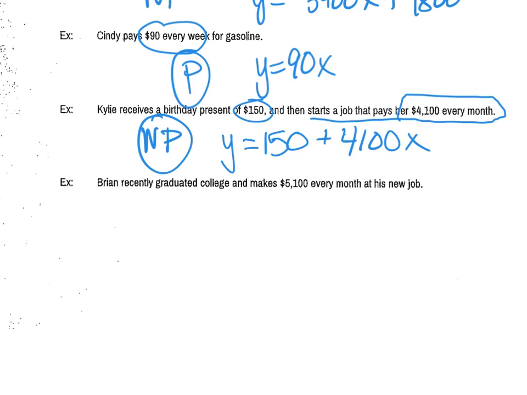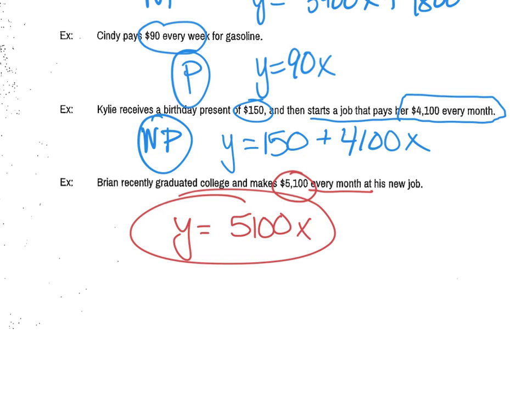And then Brian recently graduated college and makes $5,100 every month at his new job. Is there any extra he's getting paid up front no matter what? No, it's just $5,100 every month. Technically, would he be in debt? Technically, yeah. I'm sure he's losing some money somewhere, but he's making.